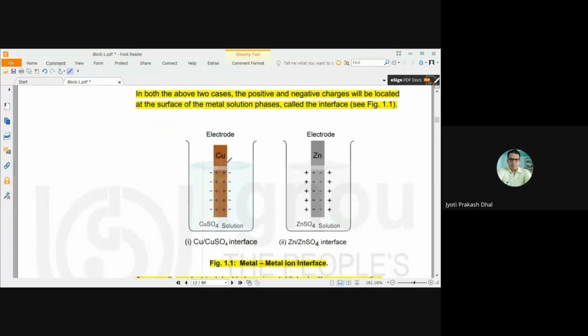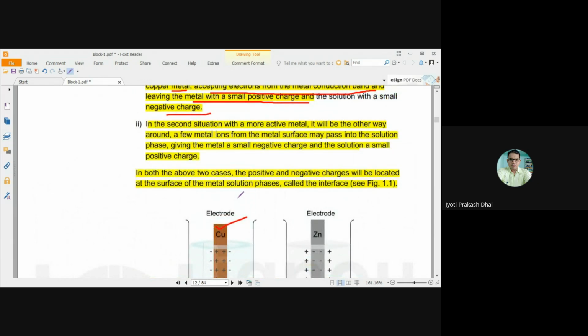So this is the copper electrode placed in a solution of copper sulfate, and we know that the copper metal contains Cu2+ ions and a number of valence electrons. The Cu2+ ions from the solution will be deposited on the copper electrode, so that the electrode will become somewhat positively charged. A small positive charge will be developed on the surface of the electrode.